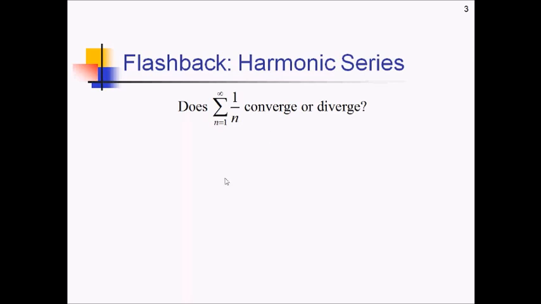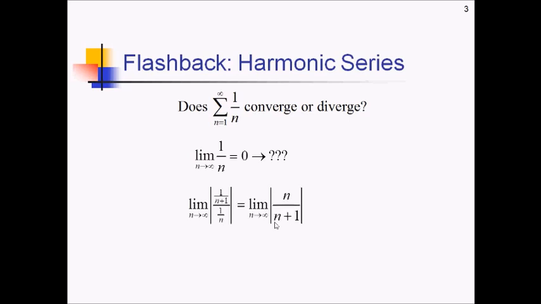We tried the nth term test, but the limit as n approaches infinity of this bottom-heavy function was 0, which told us nothing other than that it might converge. We tried the ratio test. We had 1 over n plus 1 over 1 over n, so nth plus 1th term over nth term, and we found that that was really n over n plus 1, but the limit as n approached infinity of that was just 1, which again was inconclusive. So what now? Today we're going to figure out what.